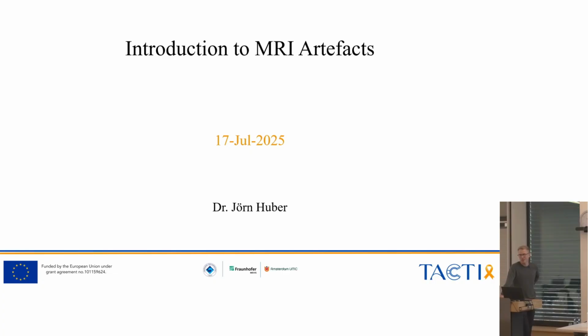So my name is Jörn Huber. I'm also a postdoc in Matthias' group. I worked a lot in the field of image reconstruction and sequence programming, mainly on topics related to motion correction and arterial spin labeling during my PhD thesis. And right now I'm mainly involved in software engineering tasks and some principal research on MRI.